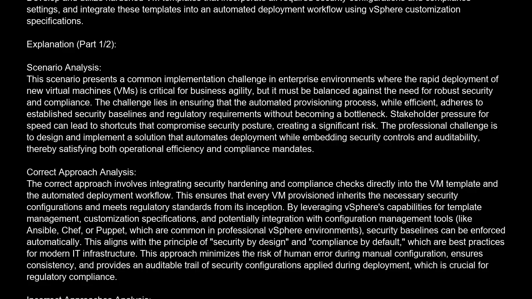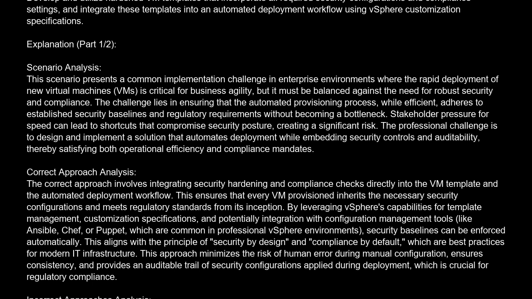This aligns with the principle of security by design and compliance by default, which are best practices for modern IT infrastructure. This approach minimizes the risk of human error during manual configuration, ensures consistency, and provides an auditable trail of security configurations applied during deployment, which is crucial for regulatory compliance.